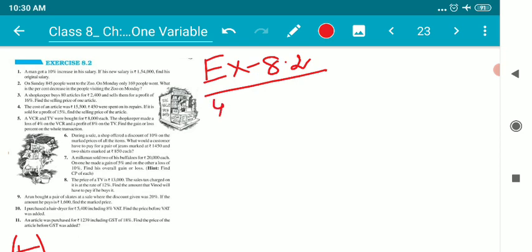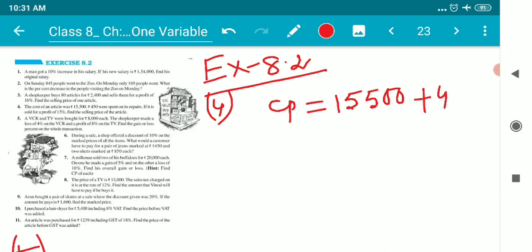Question number 4. Let us read the question first, children. What has been asked? The cost of an article is 15,500 rupees. Cost price is how much? 15,500 rupees. That's fine. Rupees 450 were spent on its repair. It means 450 more rupees were spent on repairing the article. So we will add the 450 with 15,500. Now the question is, sir, why are you adding 450 rupees to 15,500?